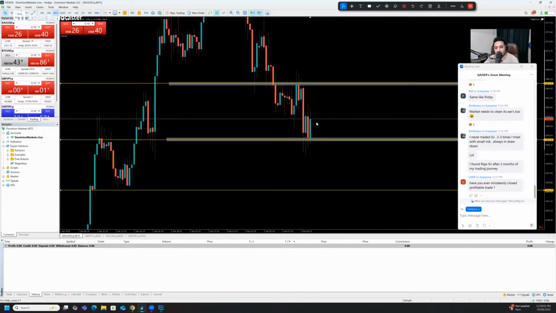Look at the way it's just printing, the candles just printing side by side. There is just no volume in it, it's not showing any direction. It's just consolidation, whatever is going on there.